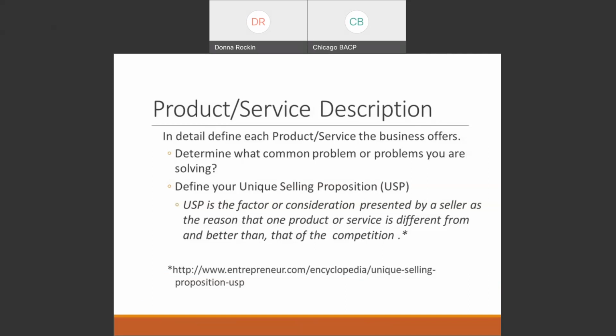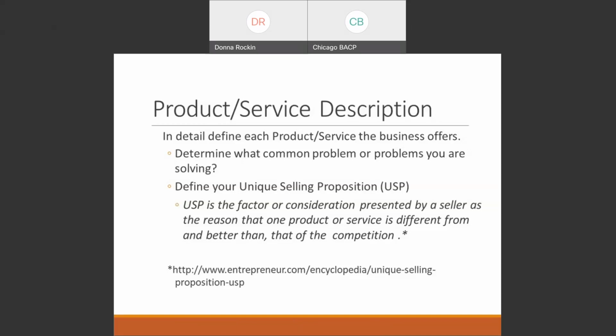What are you selling? It's presented to the seller as a reason that one product or service is different or better than the competition. When you think of SpotHero, it solved a problem when there isn't enough street parking. It sold empty spaces to people who were looking for them. They really differentiated themselves from just being a parking lot or the City of Chicago parking app, which is wonderful.